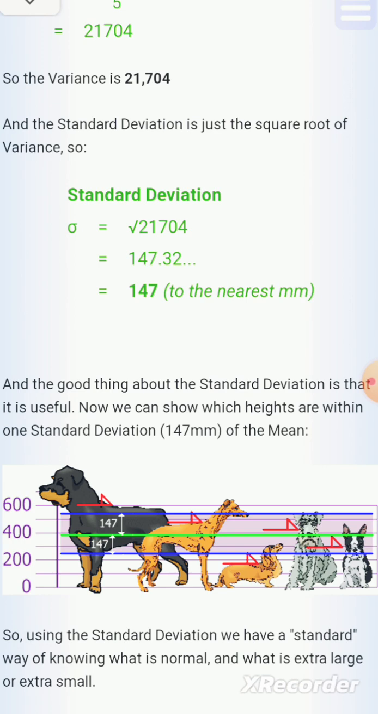The good thing about the standard deviation is that it is useful. Now we can show which heights are within one standard deviation, or 147 millimeters from the mean. And using the standard deviation gives us a standard way of knowing what is normal or average and what is extra large or extra small for a dog's height. Rottweilers are going to be considered a little bit extra large and extra tall, where Dachshunds are going to be considered extra short.